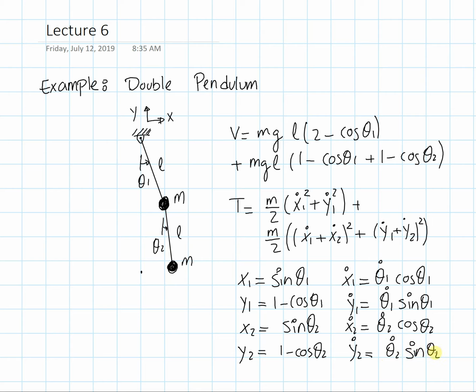Okay, and those are the energy equations for the double pendulum structure, which is a multi-degree of freedom system. And clearly the Lagrange equation is the best way to handle such situations.